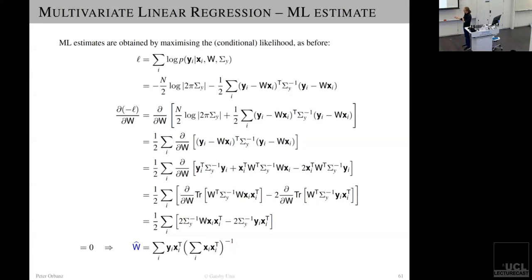Now, if you do that, then what you come out with is that this here is our estimate of W. What we see here is a matrix where we take an outer product of each of these vectors with itself, then we sum that up over all our samples and take an inverse. Of course, if we take an inverse, we have to be sure that that matrix is actually invertible.